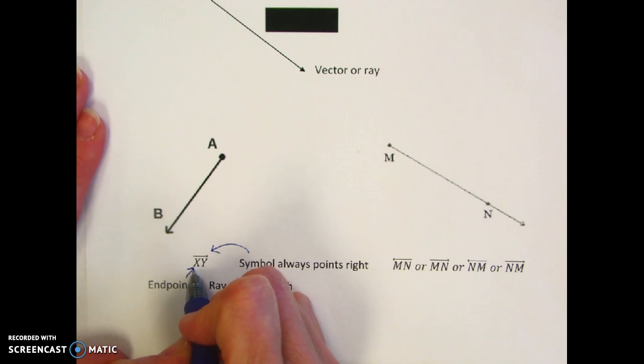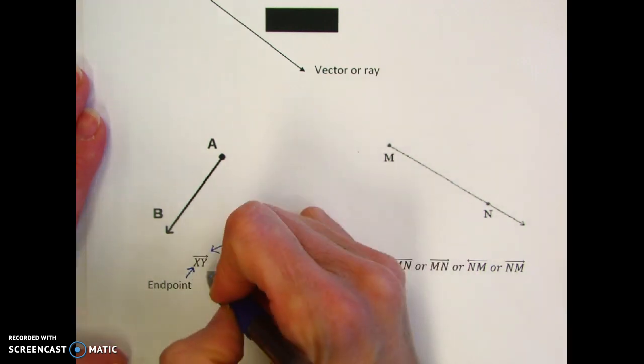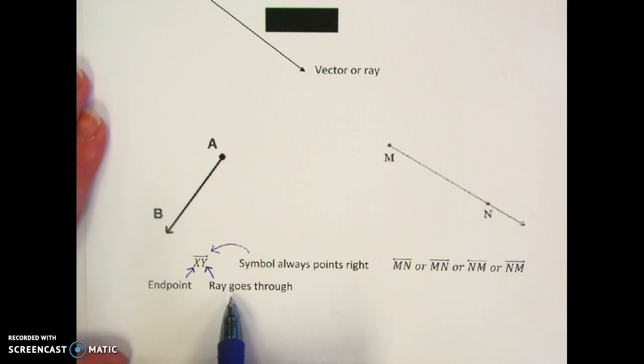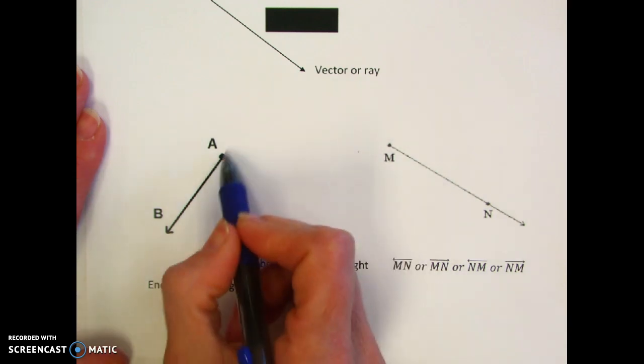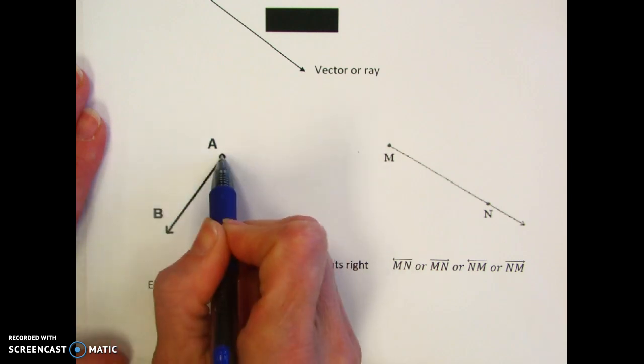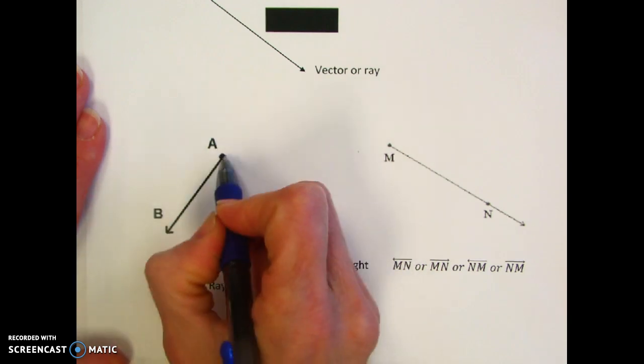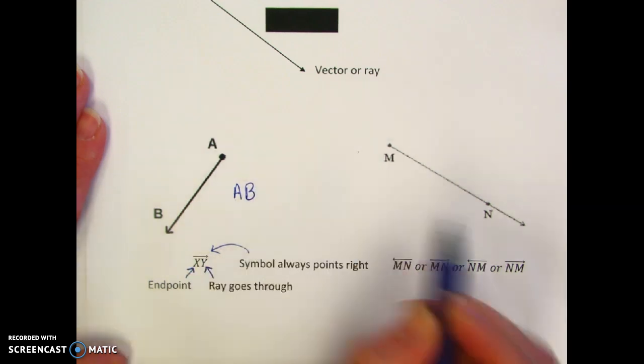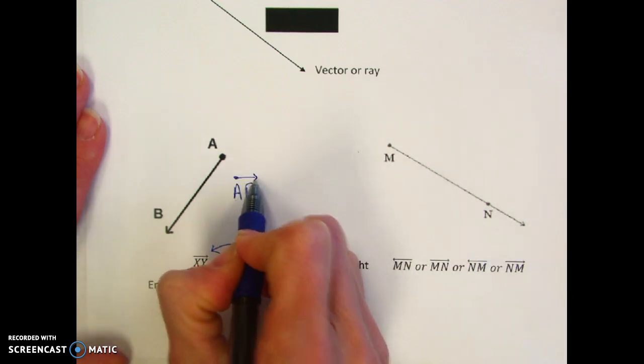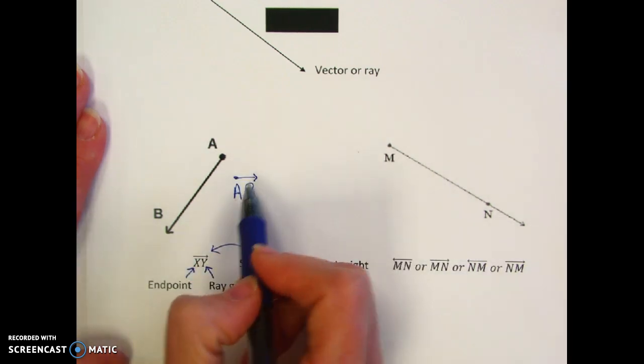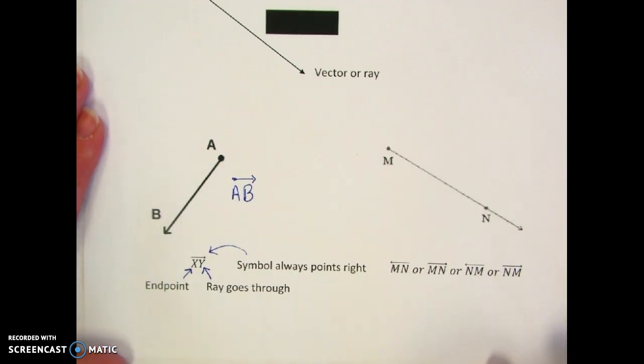The end point of the ray should be the first letter you write, and the ray goes through or towards the second letter that you write. So if we're going to name this ray, the end point is A. It goes through or towards B, and our symbol always points towards the right. So this is how we would name this symbol.